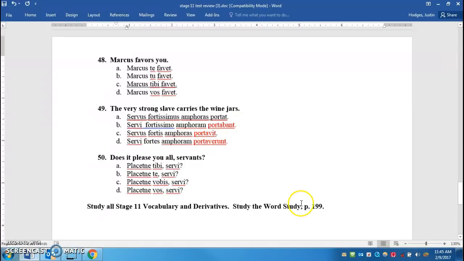All right, and then lastly, we have, does it please you all, servants? Well, you're asking a question, and please is the verb placet. That's one of those weird verbs, like in 48 in section 1, that take a dative direct object. So we can immediately eliminate D because vos is accusative. We can eliminate B because te is accusative. Now we have to choose between tibi, which is to or for you, and vobis, which is to or for y'all. We know that you all is the second person plural. That's what vobis means. So, placetne vobis servi. That is how you say, does it please you all, servants.